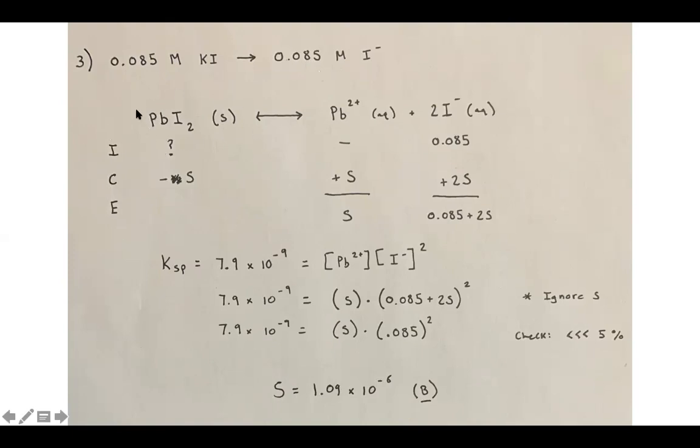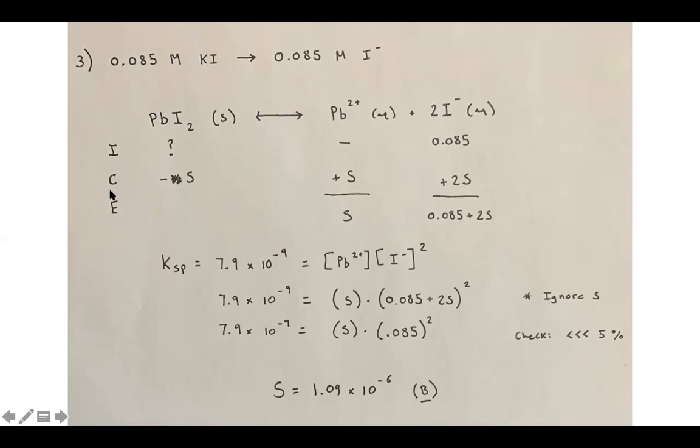Okay, and so I'm going to write my ICE table. I'm going to start with my solid as my reactant. So lead iodide solid goes to Pb2+ plus 2 I minus. For my initial amount, I really don't care what my initial amount of solid was. That's not going to affect how I solve this problem. So I put a question mark because there was some initial amount, but there is no effect. We're going to assume there's no initial amount of lead because we weren't told otherwise. But because of potassium iodide, we are going to have an initial amount of iodide of 0.085 molar.